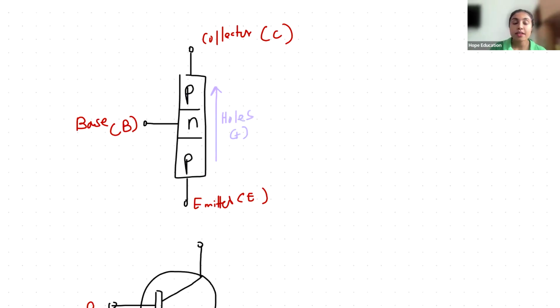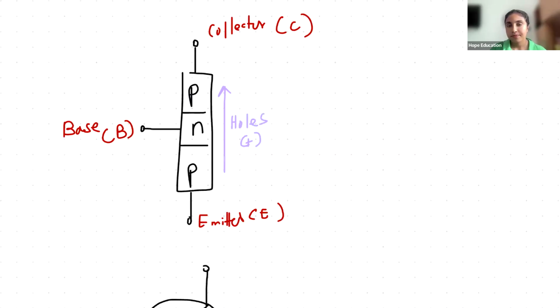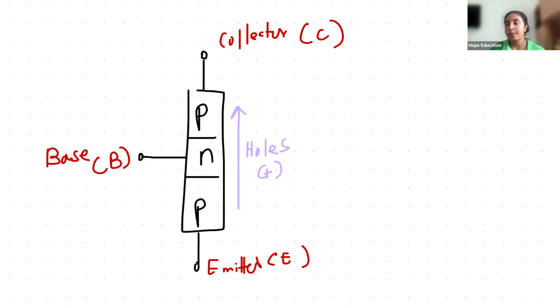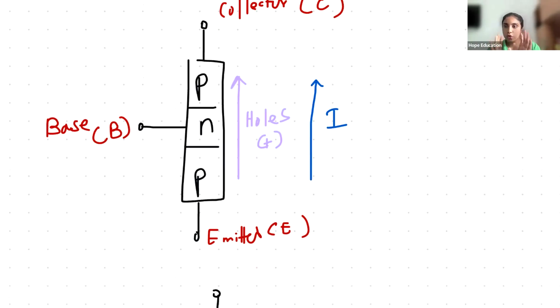Then can you tell me the direction of the current? What is the direction of the current? Emitter to collector or collector to emitter? Yes. The current goes in the same direction as the holes. So current goes like this. The current goes from emitter to collector. Emitter to collector means going into the transistor from the emitter. I hope you understood that. It goes into the transistor from the emitter. Therefore, I draw the arrowhead like this.